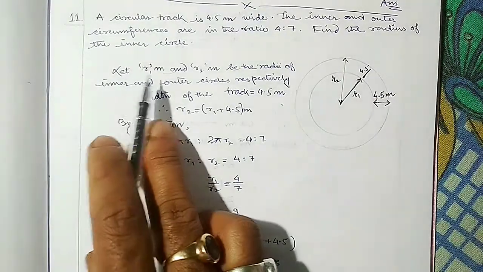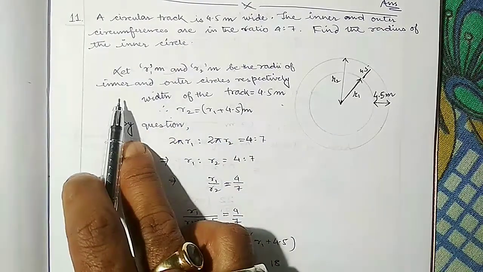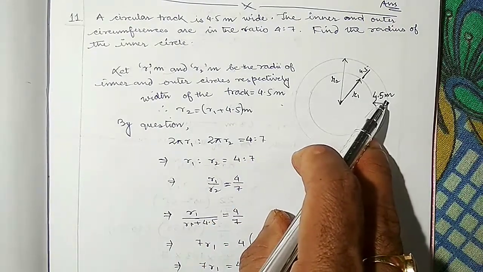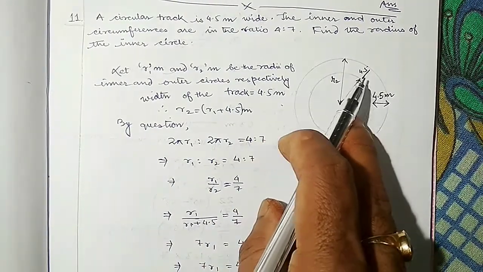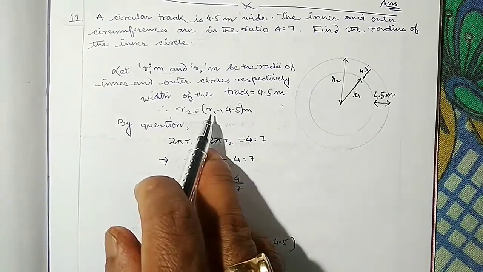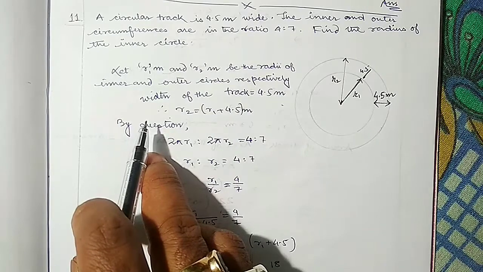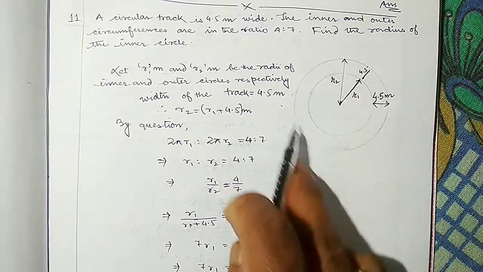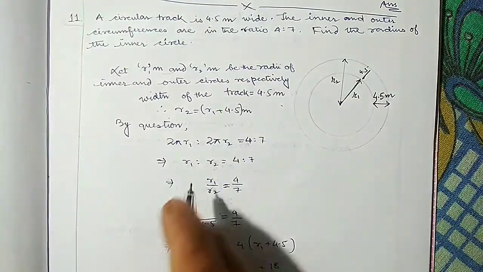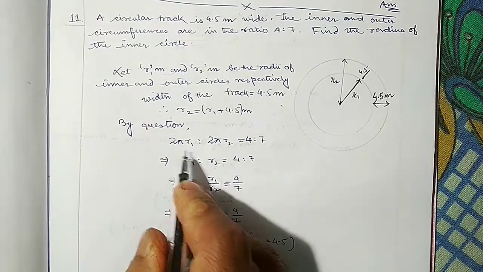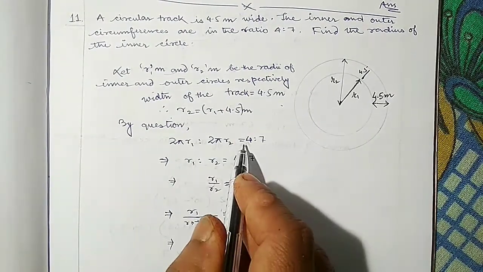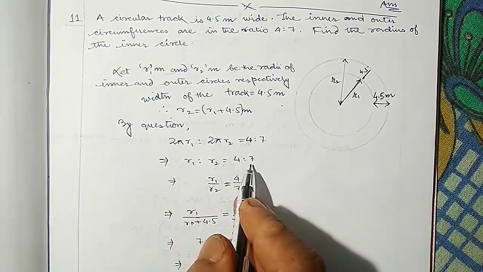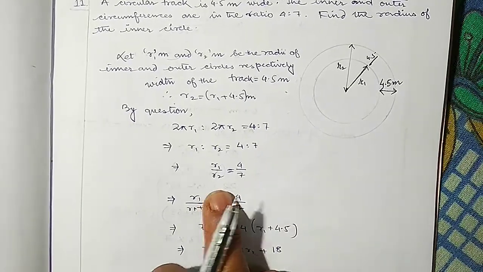So we have written here, let R1 meter and R2 meter be the radii of the inner and outer circles. Width of the track as given in the question is 4.5 meter, so we can write R2 equals R1 plus 4.5 meter. According to the question, the ratio of the circumferences of the inner circle to the outer circle is 4:7. Now 2 pi can be cancelled. We are left with R1 is to R2 is 4:7. So we can write R1 by R2 is 4/7.